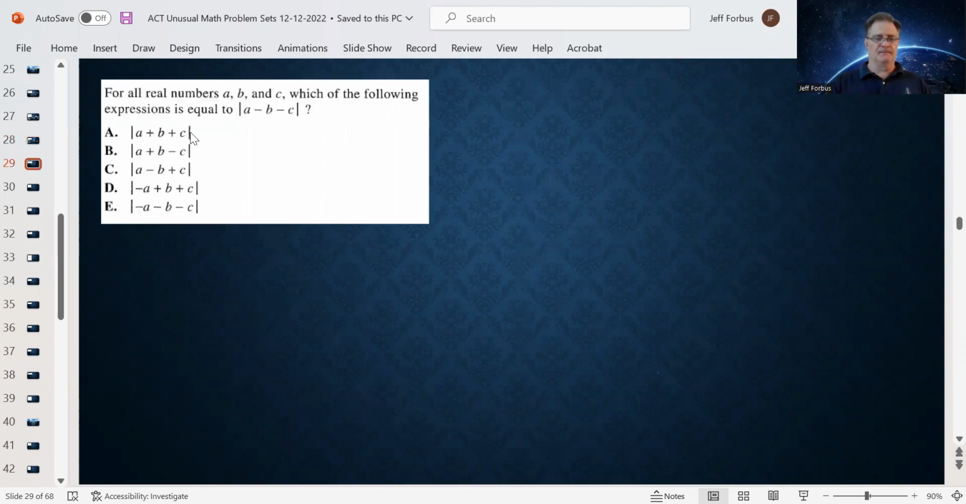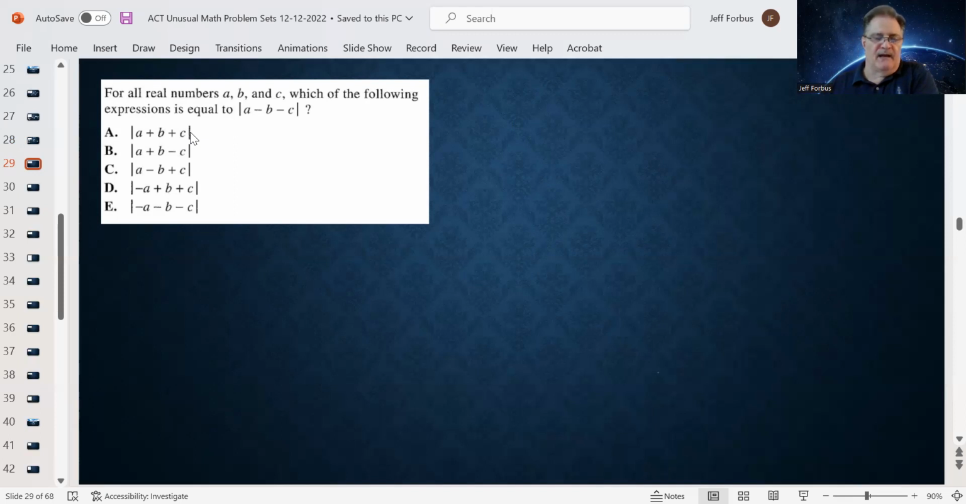Next question. Okay, so this is a question that's asking us to evaluate equations. For all real numbers A, B, and C, which of the following expressions is equal to the absolute value of A minus B minus C?